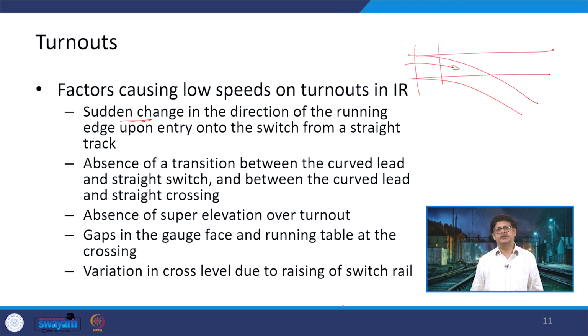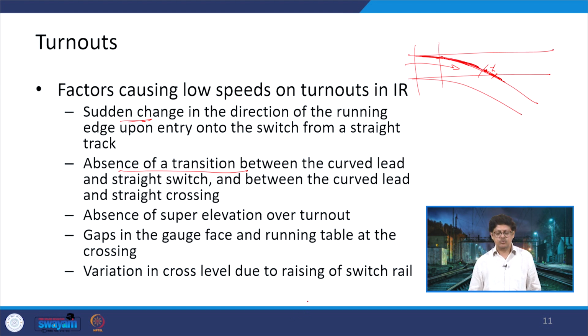Then, the absence of a transition between the curved lead and the straight switch. You have a curved lead here and a straight switch here, so there is no transition in between. If there were a transition, the change of speed would be easier, but it is not there. So, there is an absence of transition between the curved lead and the straight switch, as well as between the curved lead and the straight crossing. We are talking that at distance H from T and C, we are making it straight, so the curve is here only.